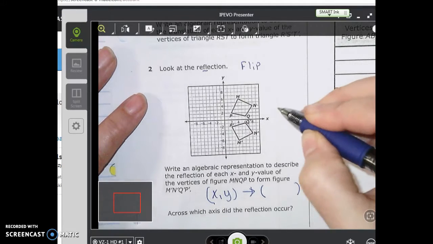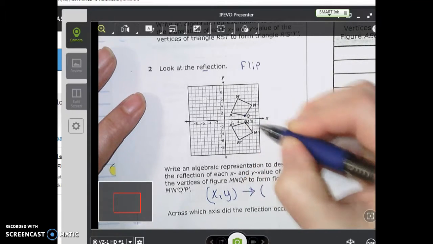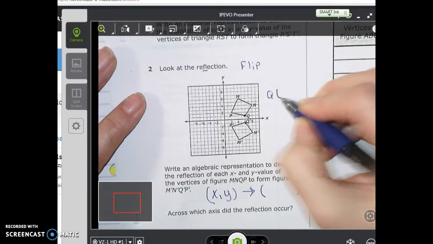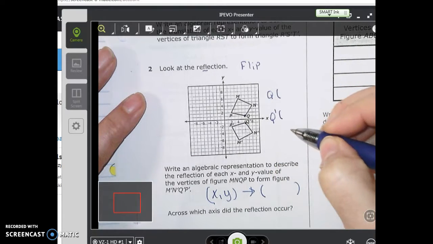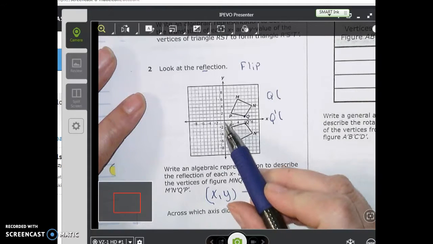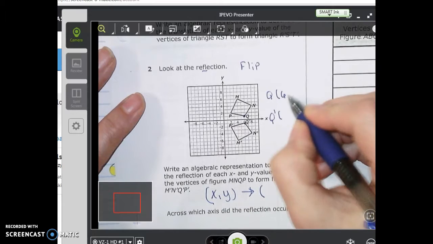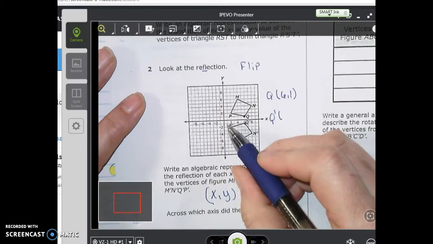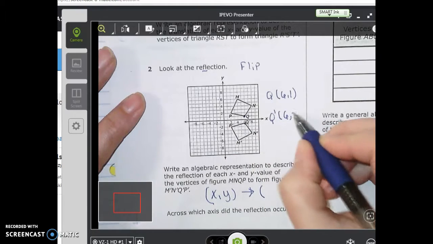Now, I think I'm going to pick Q, and it's right there, and so is this one. Now, Q itself, I'll need the ordered pair, and Q prime, I will also need that ordered pair. Now, if you remember, you go x's first. That's going to be 6 and then going up 1. And Q prime, it looks to me like we went right 6 again, but this time I went down 1.